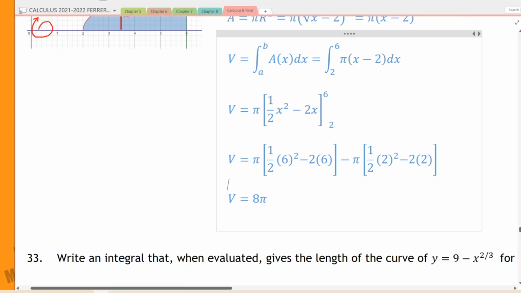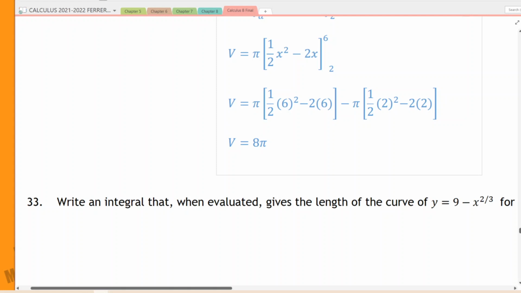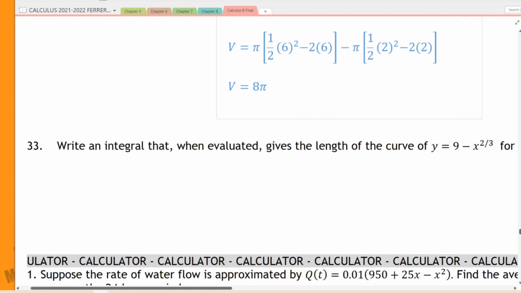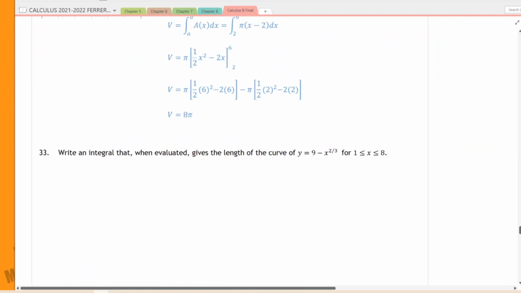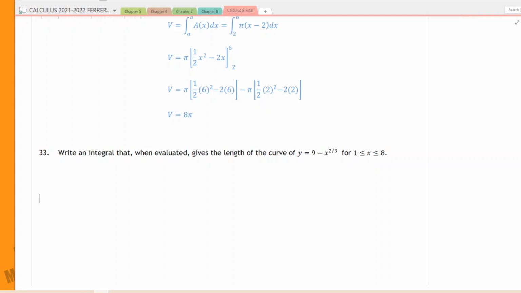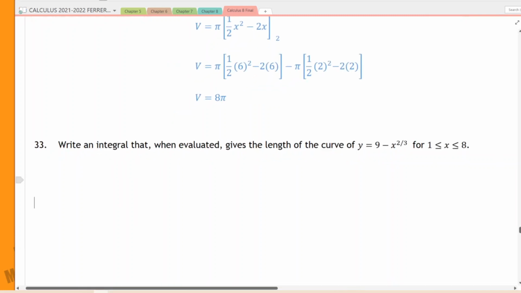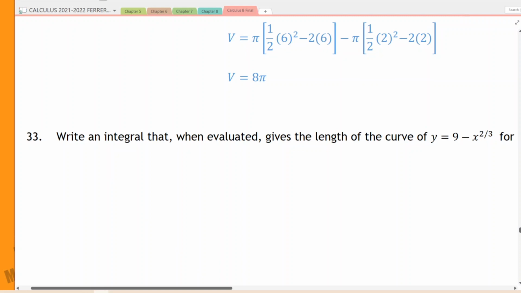Question 33. This is definitely going to be the last one in our video. We've got to write an integral that, when evaluated, will give the length of the curve y equals 9 minus x to the 2/3 power for x between 1 and 8. For these problems, we're going to start off by figuring out our derivative.